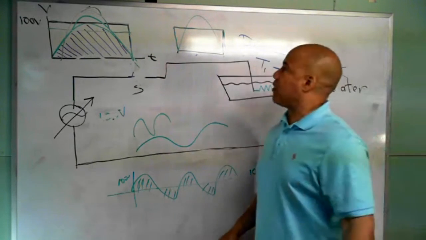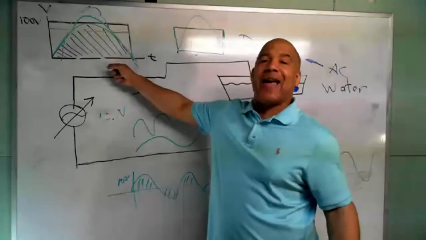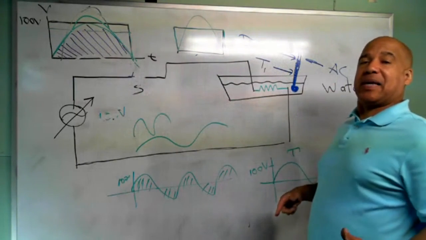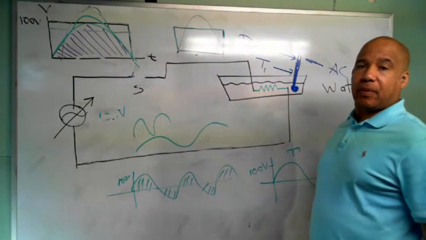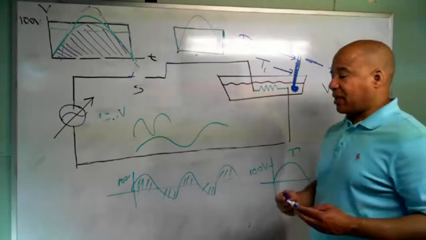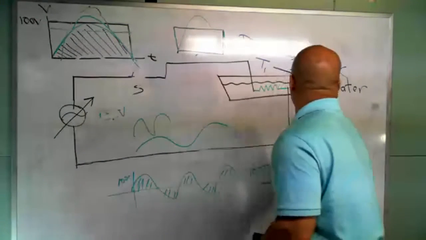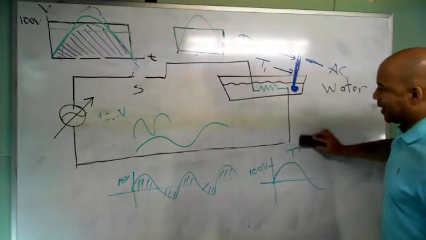What I'm trying to show you from the graph is it's going to take more AC voltage to do that. It's going to take more AC to give me the same amount of heat as that DC battery. That's what RMS is. So what am I talking about? Well, let me give you a mathematical example.